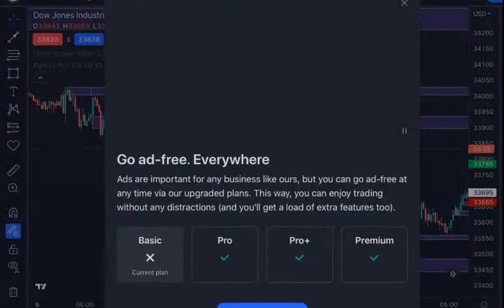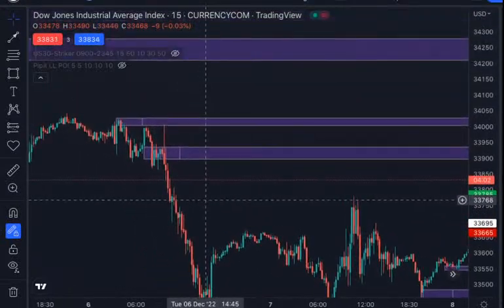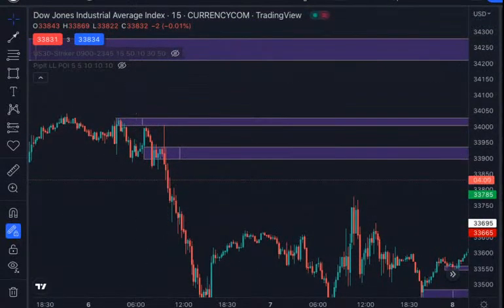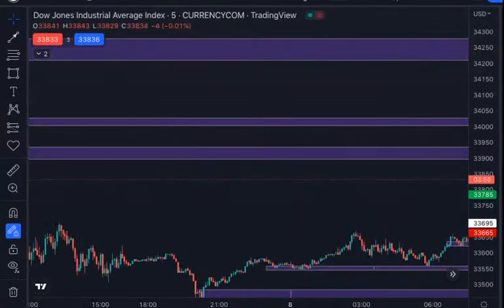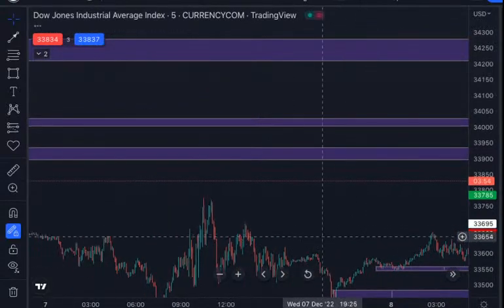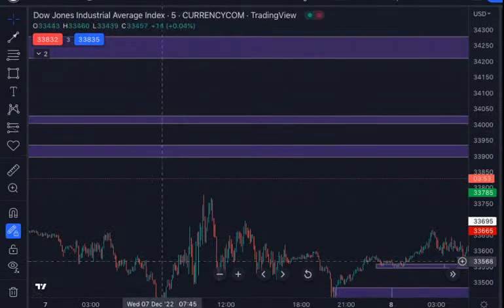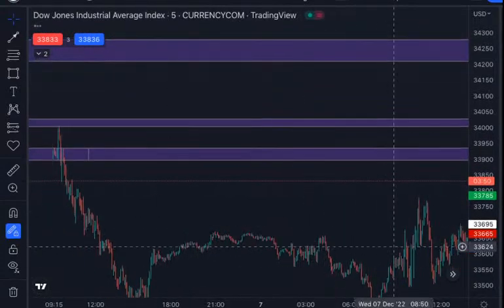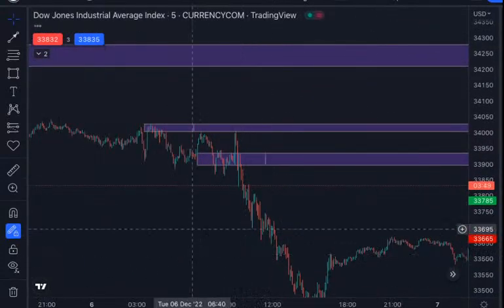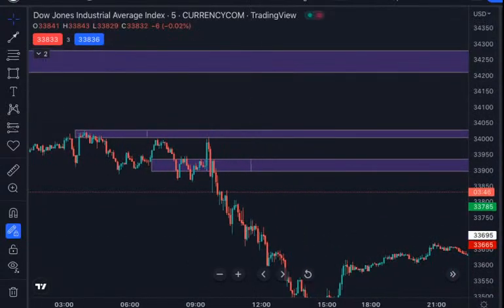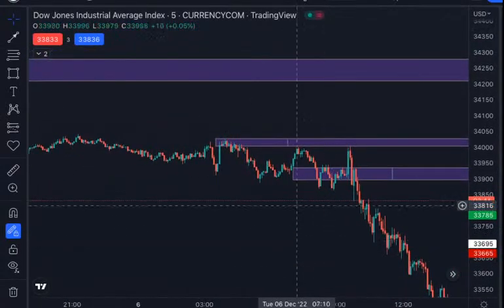Alright, so if that's the case, let's now go down to an even smaller time frame, right? Let's go down to the 5 minute, while this is still getting figured out. Alright, bet. So we're down on the 5 minute. Let's refine this.